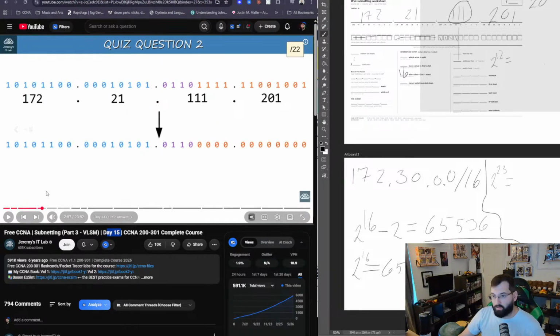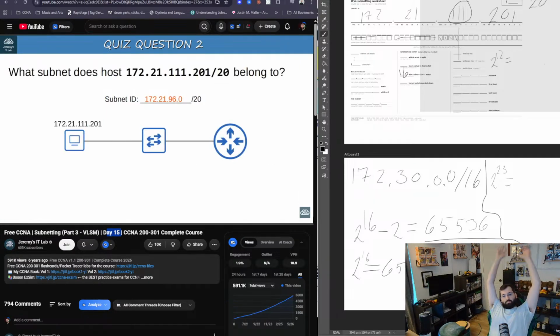Basically what he does is divide it into the host bits, the borrowed bits, and the frozen bits. We don't really care about the frozen bits, only a little bit for counting. Then he zeroes out all the host bits and only leaves the borrowed bits, and the borrowed bits tell you what the network address is for that address. Convert the address back to dotted decimal, and that's the answer. So, host 172.21.111.201/20 belongs to the subnet 172.21.96.0/20. Let's check the answer for question 3 next.